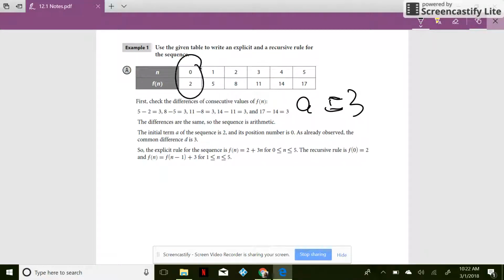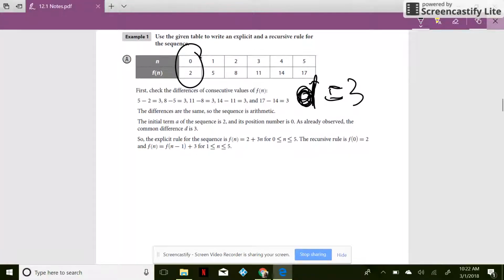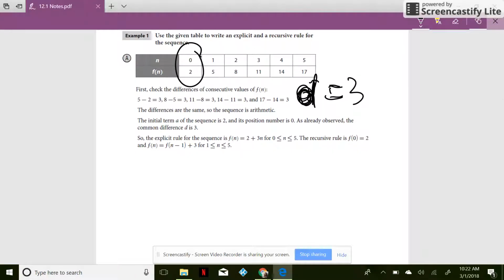Next thing you want to do is look at your initial term. Sorry, the difference, d, is 3. Common difference is 3. The initial term is a. The initial term here is 2, and its position number is 0. So if we want to write the explicit rule, f of n is equal to the initial value 2 plus the difference 3 times n. And then we want to look at what values of n we're using. That's values from 0 to 5.